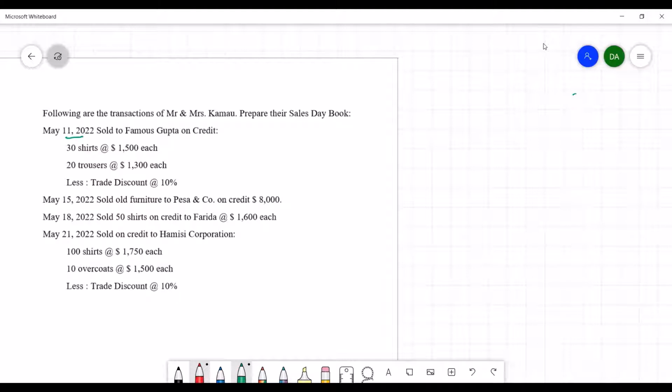On 15th May 2022, sold furniture to Pesa and Company on credit, 8,000. On 18th May 2022, sold 50 shirts to Farida at 1,600 each. On 21st May, sold on credit to Hamisi Corporation, 100 shirts at 1,750 each, 10 overcoats at 1,500 each, less trade discount of 10%.